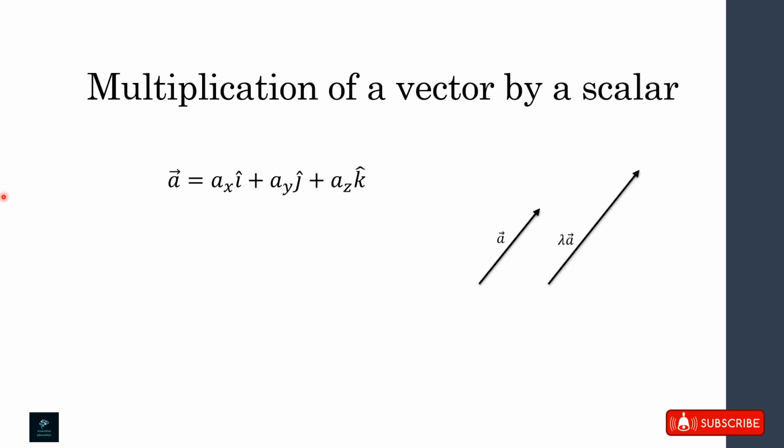Writing it in terms of components, A is a vector having components Ax, Ay, and Az and unit vectors i, j, k. Then lambda A will be equal to lambda Ax i plus lambda Ay j plus lambda Az k. The magnitude of the vector lambda A will be equal to lambda times the magnitude of vector A.